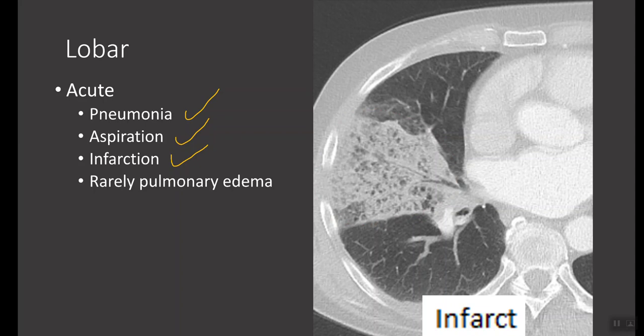If we notice, we can see that there is a filling defect here within one of the pulmonary arteries, and we can also see that the pulmonary arteries within the right middle lobe are completely occluded. So we're looking at an occlusive pulmonary emboli leading to a right middle lobe pulmonary infarction. So an infarct is a frequently overlooked cause for an area of lobar consolidation in the acute clinical setting.